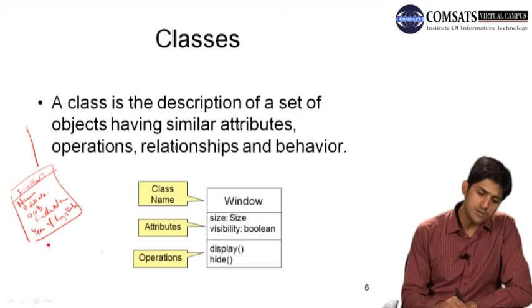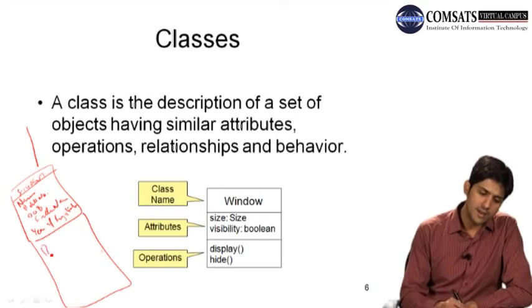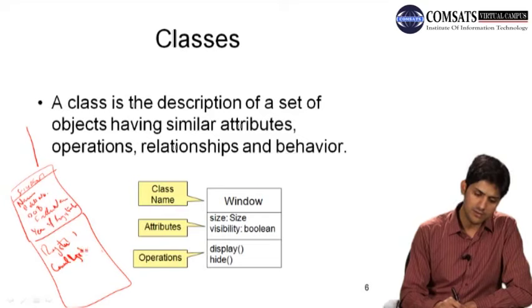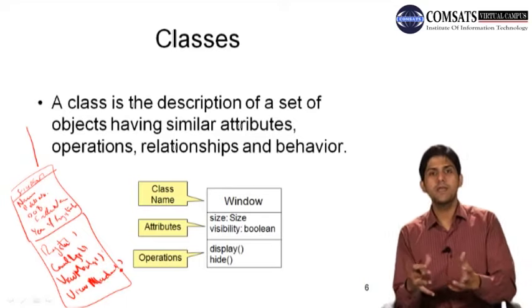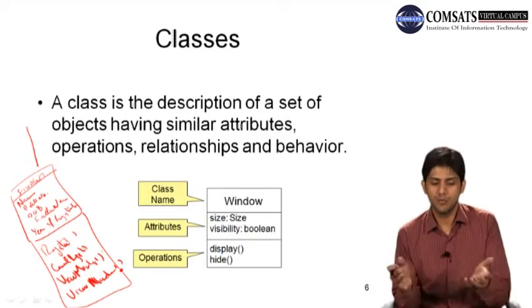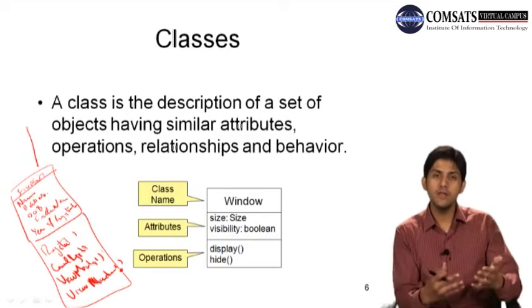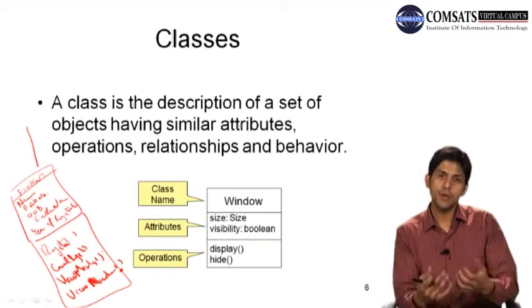Similarly, let's say that a student in a solution can perform multiple operations. Let's say that he can register, he can cancel registration, that is another function, he can view marks, he can view attendance. So these are the operations that any student from those 100 students can perform. So we say that they have similar attributes and they have similar operations.